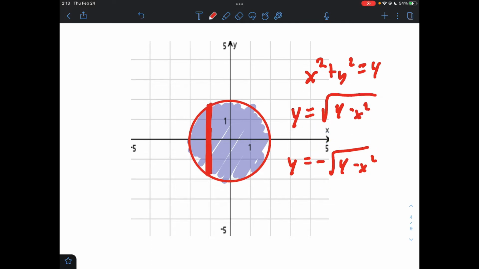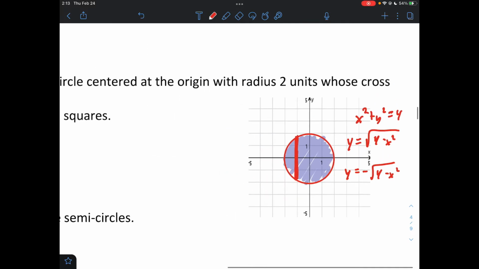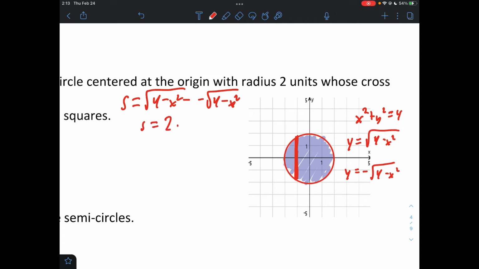All right, so one side for part A here would be root 4 minus x squared minus negative root 4 minus x squared. Or in other words, 2 root 4 minus x squared would be the length of one side.